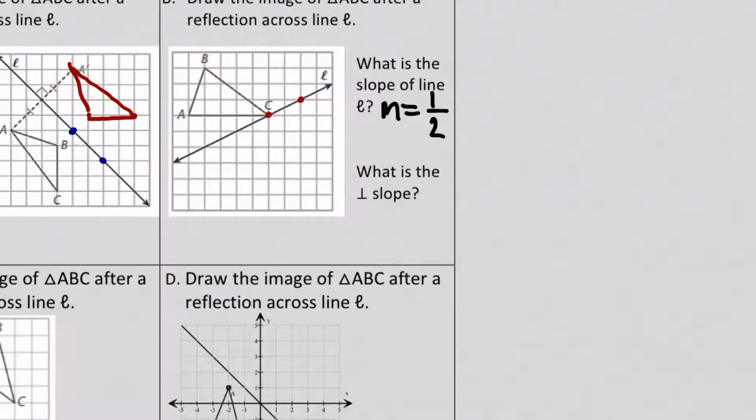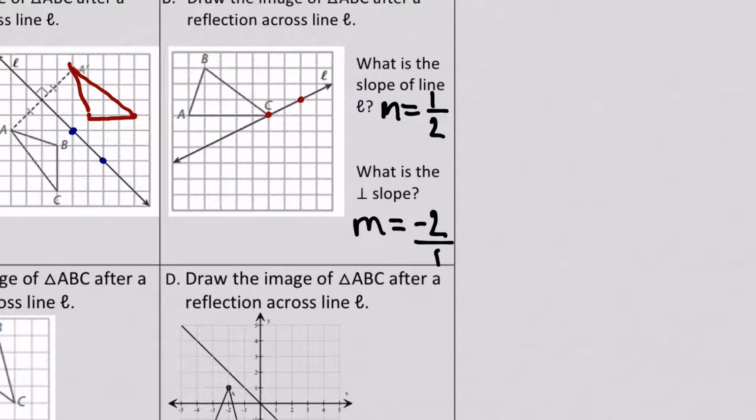So what is the perpendicular slope then? We know that. It's the opposite reciprocal, correct? So -2. The slope of the line of reflection is 1/2. The slope that is perpendicular to it is -2. Now in fraction form it is -2 over 1, correct?